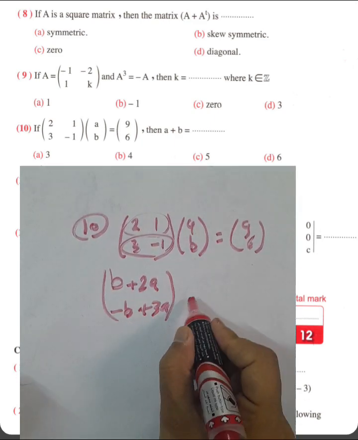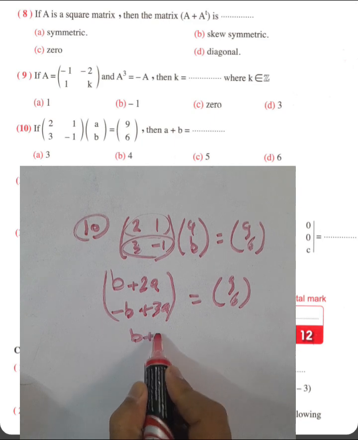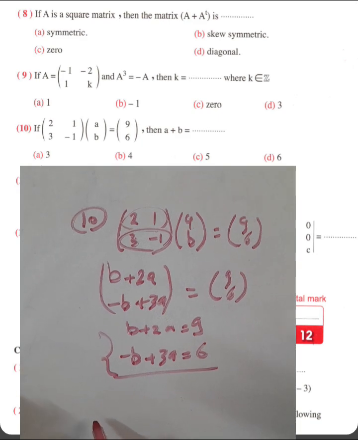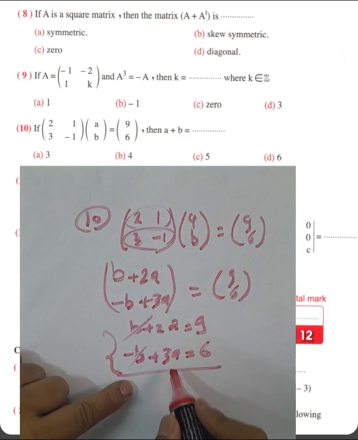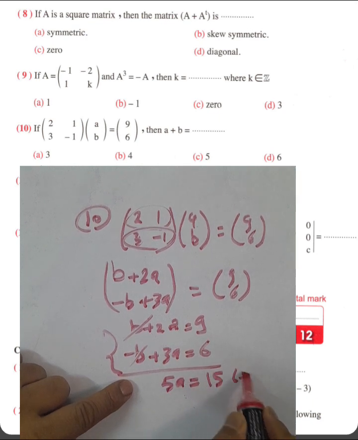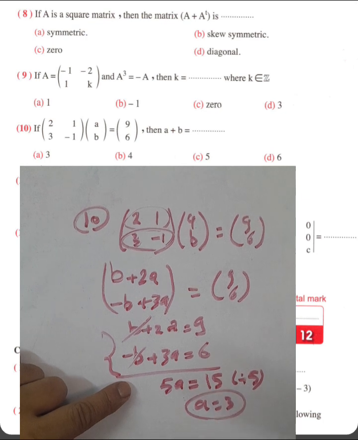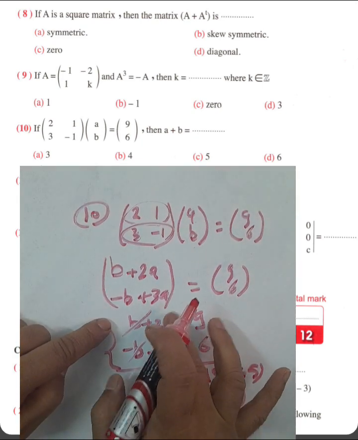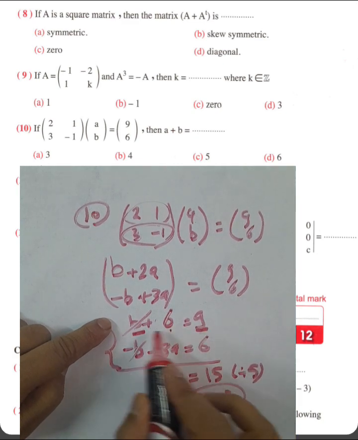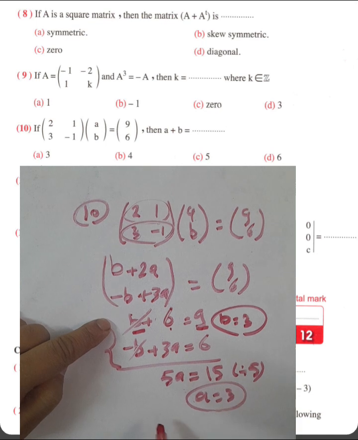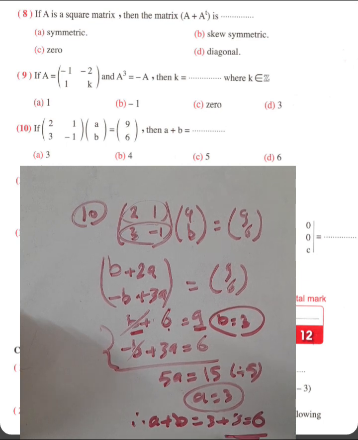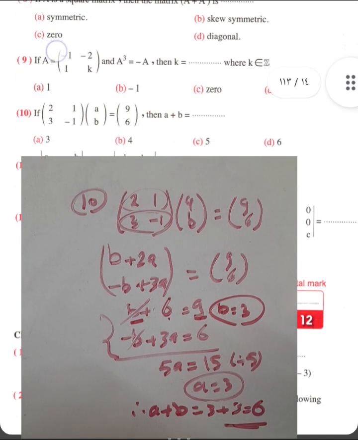This matrix equal 9 6, then B plus 2A equal 9, and negative B plus 3A equal 6. We can add them, solve this equation, then cancel them, and 2A plus 3A it will be 5A equal 15. You can divide it by 5, then the value of A equal 15 divided by 5 equal 3. And then you can find the value of B, put A equal 3 here, 2 times 3 equals 6, 6 plus B equal 9, then B will be equal 3. Then you want to find A plus B, 3 plus 3 equal 6. The result here will be equal 6. About question 10, choose letter D.